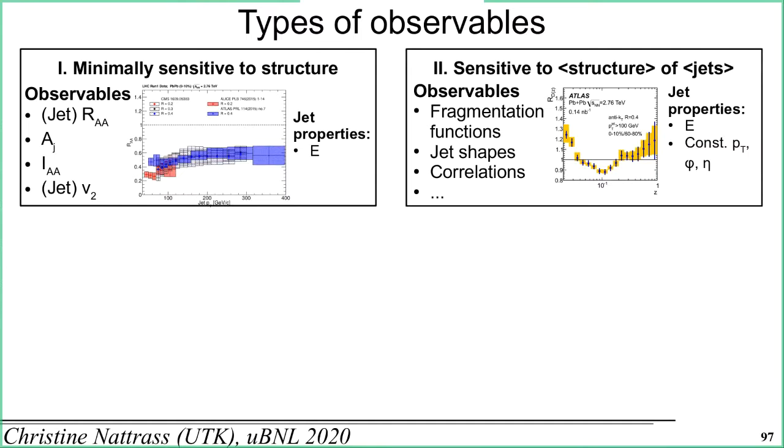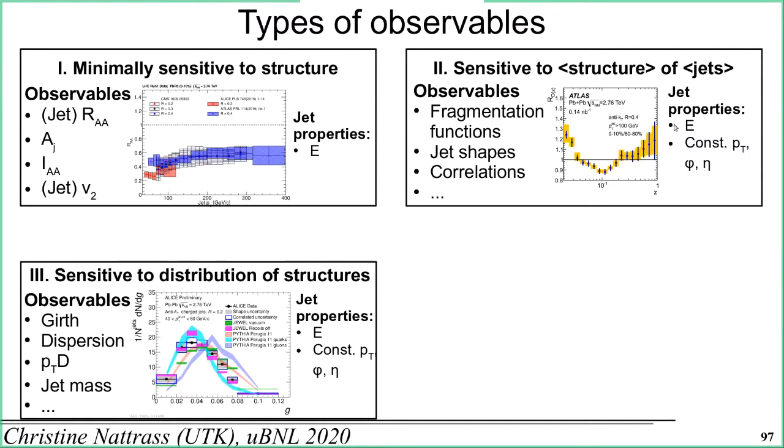You can torture the variables and make them tell you a little bit about jet structure. And then there are observables that are sensitive to the average structure of average jets. So fragmentation functions, because you have a partially inclusive sample of jets, and you can get at fragmentation functions with dihadron correlations, so you're sensitive to the same physics, but only to the average shape or structure of the average jet. The first type is sensitive really to the energy of the particle or the hadron or the jet. The second type is sensitive also to the constituents' momenta and their location. The third category is sensitive to the distribution of structures.